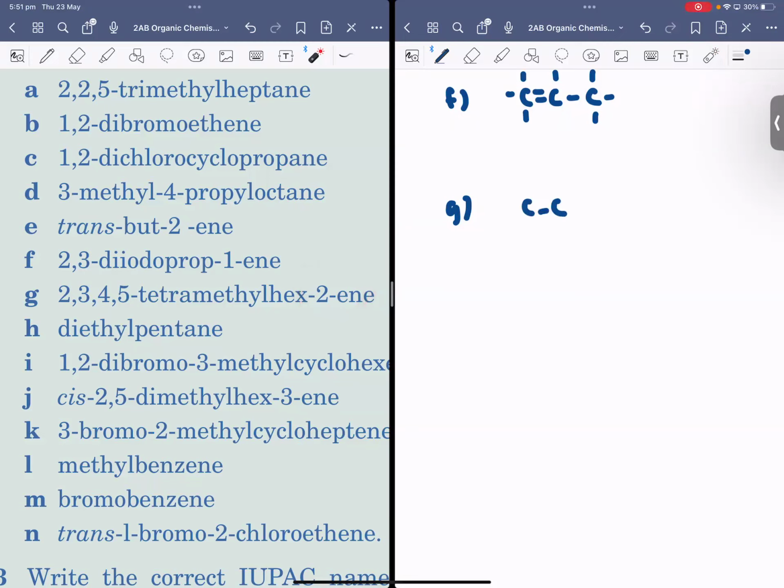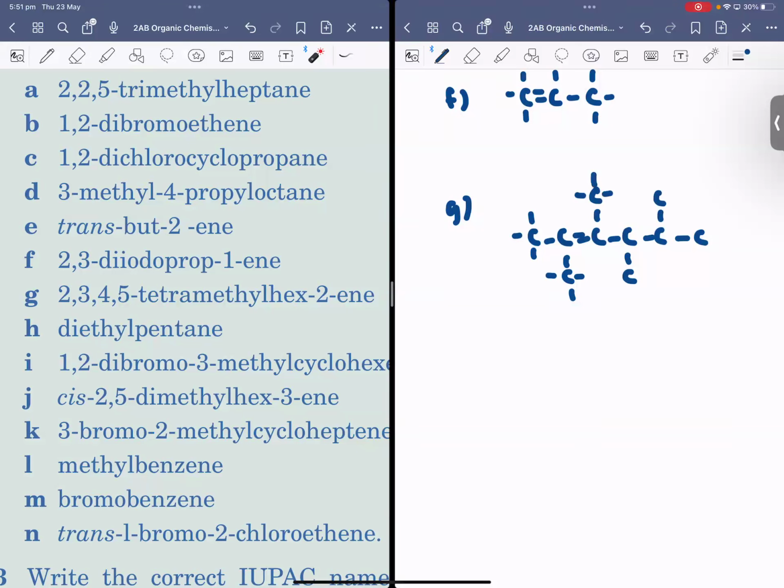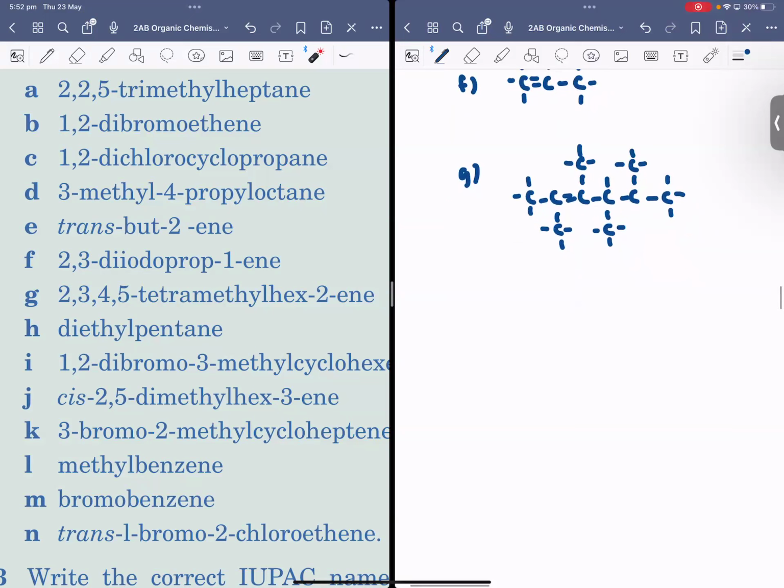Hex-2-ene: 1, 2, 3, 4, 5, 6, double bond is after the second carbon. And what else is there? 2, 3, 4, 5 tetramethyl. 1, 2, 3, 4. 2, 3, 4, 5, and then fill it up with H's. So guys, because it looks so ugly, it makes sense to just put every second carbon up here. Cool. H.